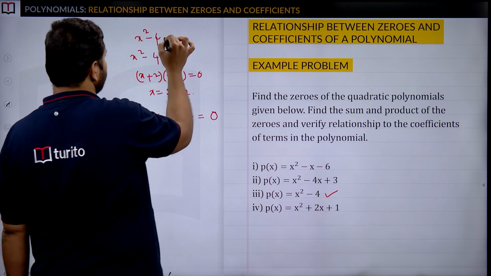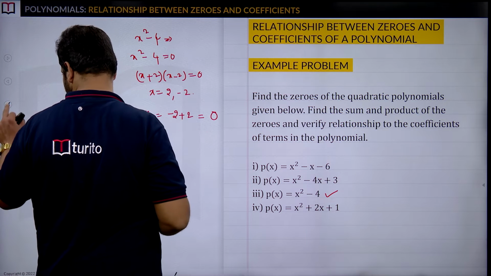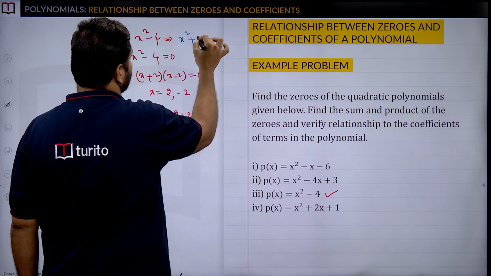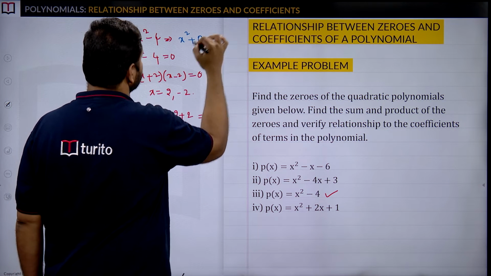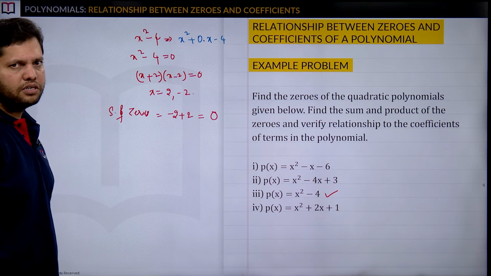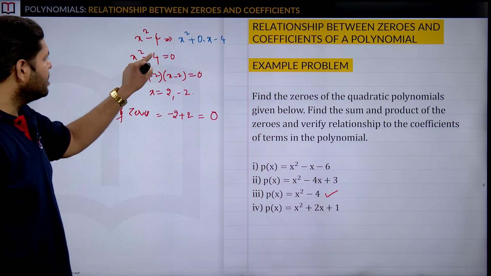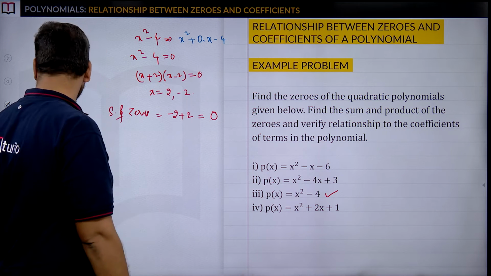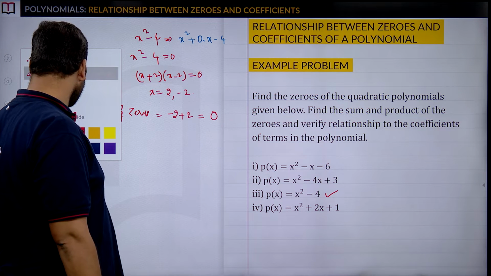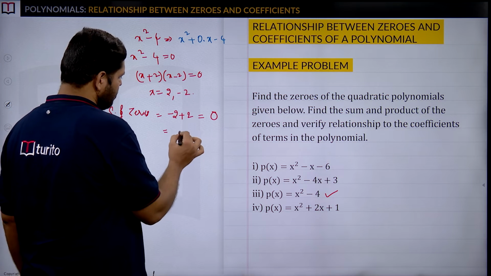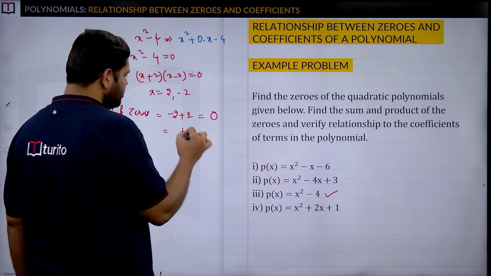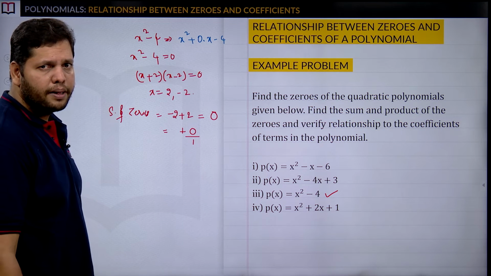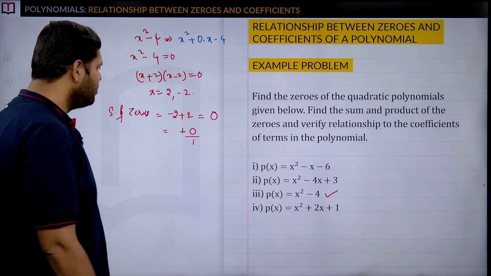And children, how can we rewrite this? x square plus 0 into x, and this is minus 4. Can I write like this, children? x square minus 4 I am writing as x square plus 0 into x and minus 4. Now here this 0, how can we write it? Can I write 0 as 0 by 1? Yes, you can write as 0 by 1.